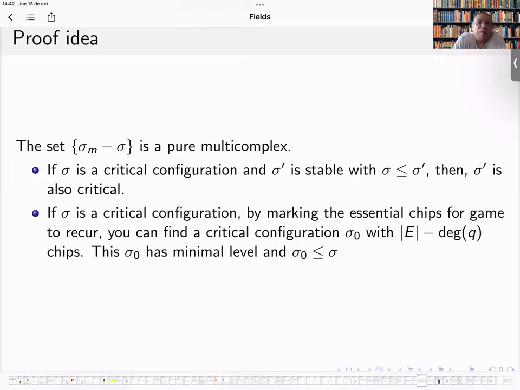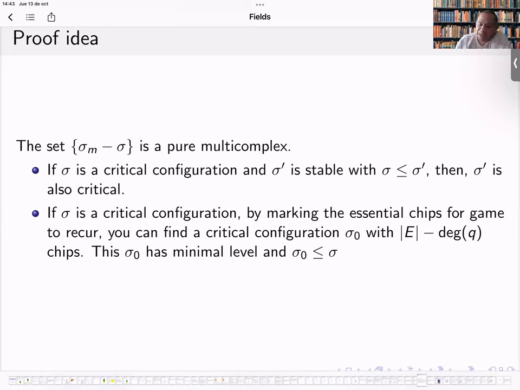But you have to be careful: that will prove that you get a multicomplex, but why is it a pure multicomplex? Because if you have a critical configuration, you play with it and then you record, and you mark the chips on the game that make the thing recurrent. There are some chips that are not used and they stay in the same place, but the other ones are the ones moving. You mark this and then you can check that precisely a number of edges minus degree of Q. So this gives you a way to construct a critical configuration that is less than or equal to the one that you have, that is of minimal level.